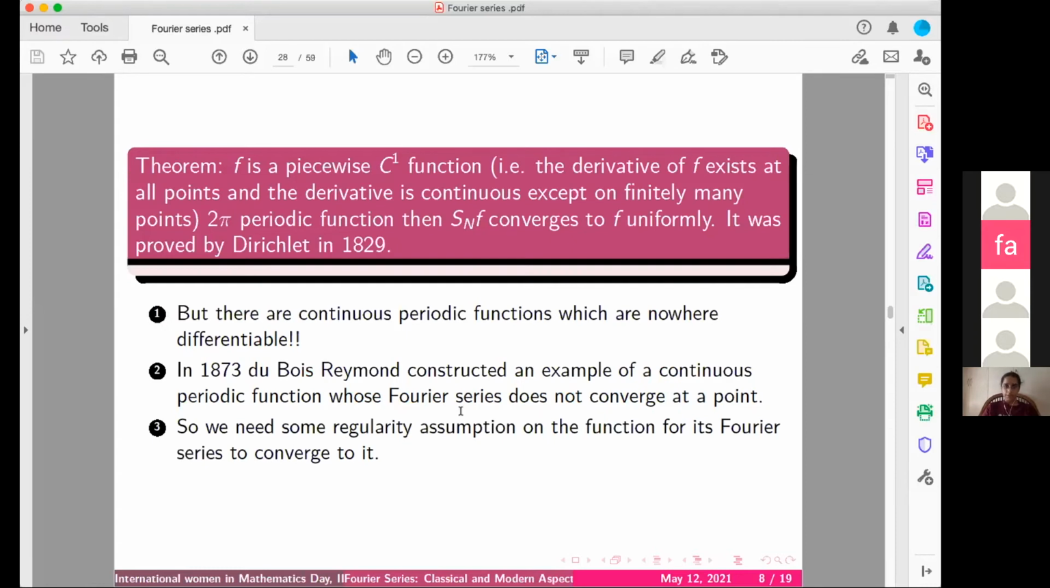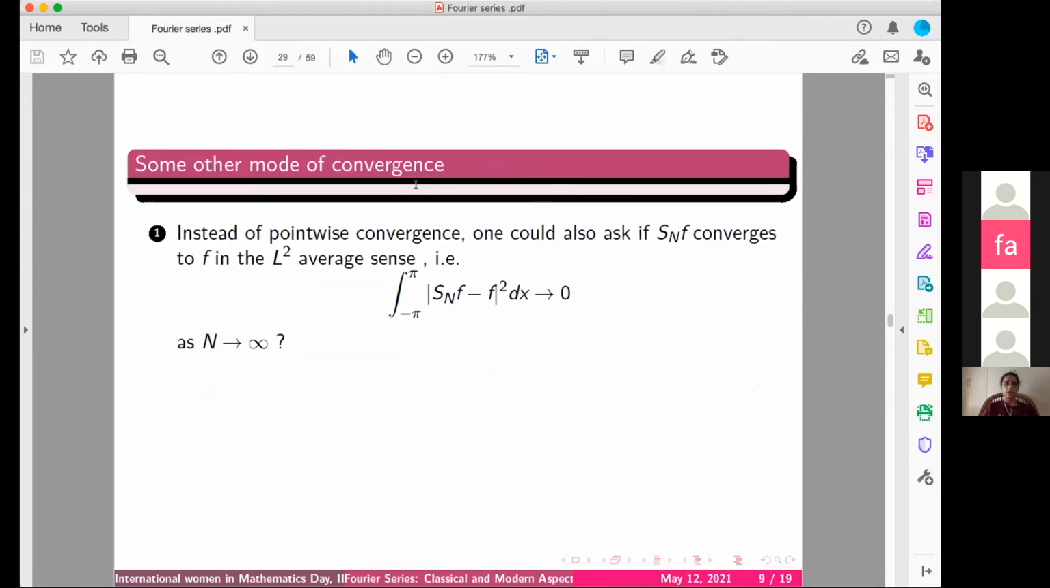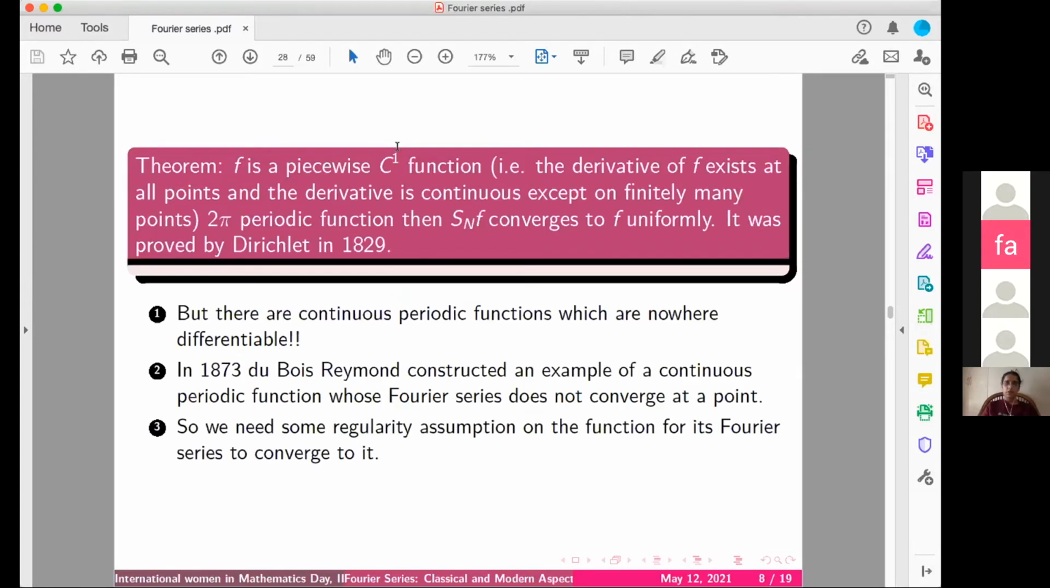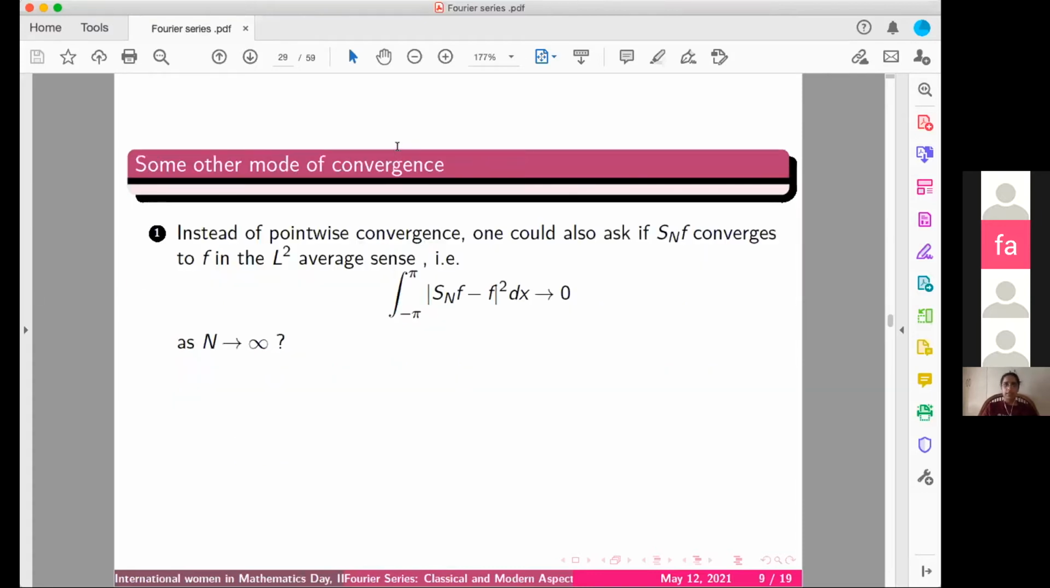And well, there is a result which I'm not stating, which is called alpha Holder continuous, and alpha has to be bigger than half. Well, so now this was all about pointwise convergence or uniform convergence. And now let us go to some other modes of convergence, right? Because there are some examples where the pointwise convergence fails. So then mathematicians would definitely like to go to some other limiting theorem, right?